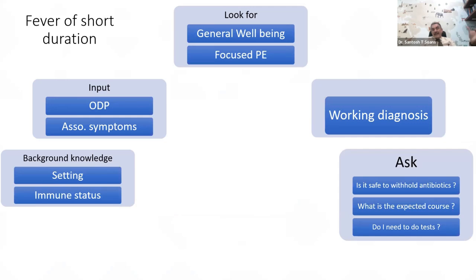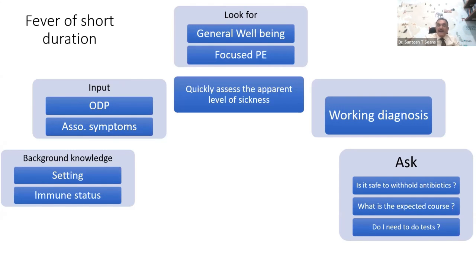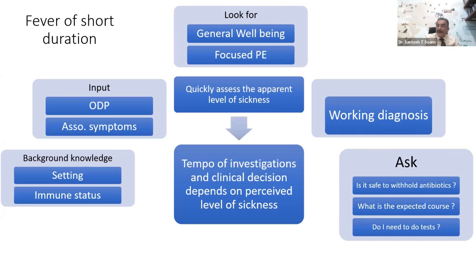You just need to do a focused assessment. You take the input from the associated symptoms, the setting, where this child is coming from, and the immune status, and you can quickly assess the apparent level of sickness, whether the child is sick or not so sick. If the child is sick, you need to admit, put in all the investigations and take the decision what to do. And ask, is it safe to withhold antibiotics? What is the expected course of this illness? Do I need to treat? These are the 3 things you need to ask every patient who comes to you.